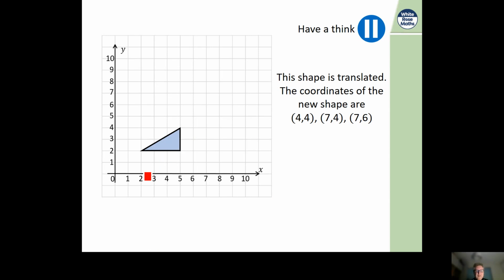So we have 2, 2, 5, 2, 5, 4. So the shape, we'd expect it to be still a triangle, a right angled triangle. Still be expecting it to have this orientation. Have a go. So now you've plotted the shape. What was the movement? Describe the movement in terms of the up, down, left or right movement.